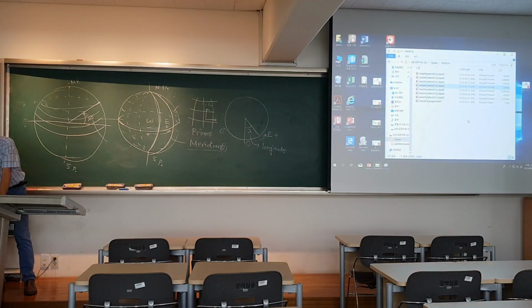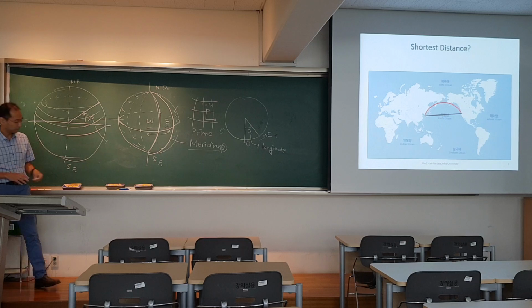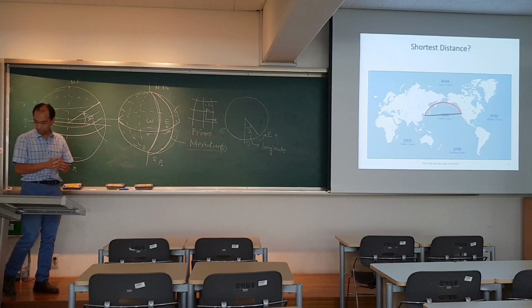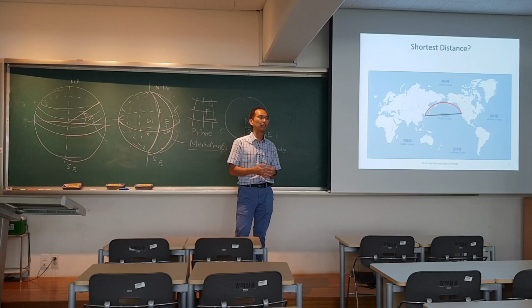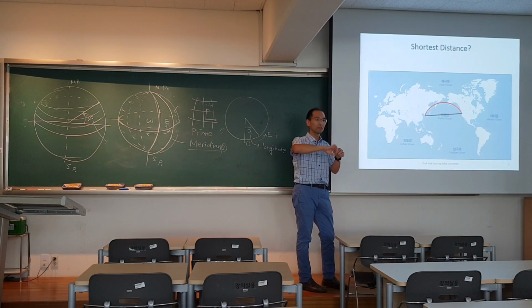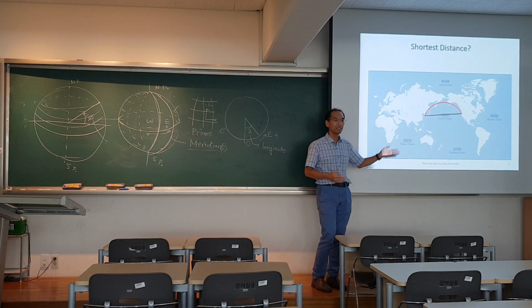Okay, so the next one is the shortest distance. Now, if you look at, maybe go to the Korean Air website and look at the cities that Korean Air flight goes from the Incheon airport, you will see lines, and they are all curved lines. You would never see a straight line. And you might have wondered why they don't use a straight line. The straight line is shorter.